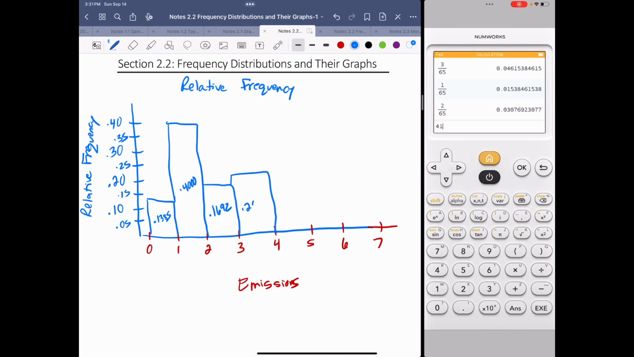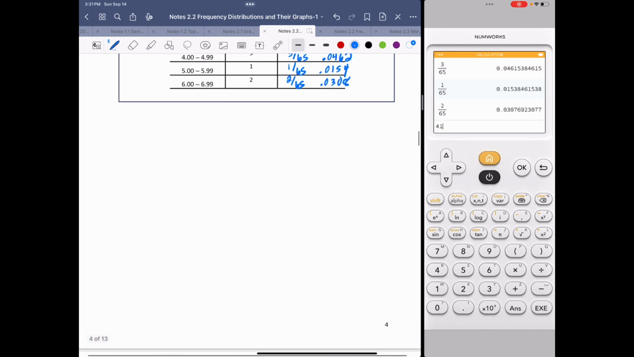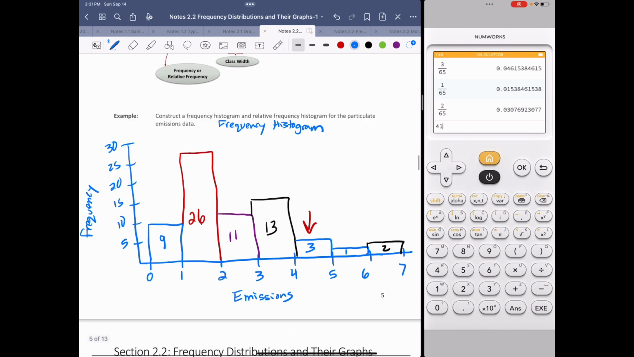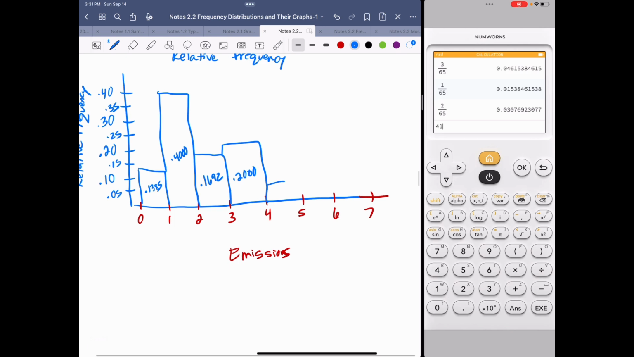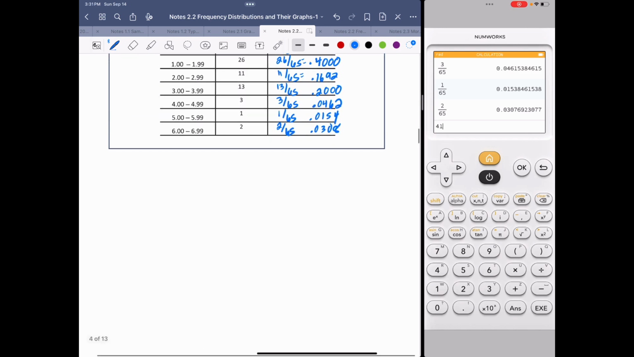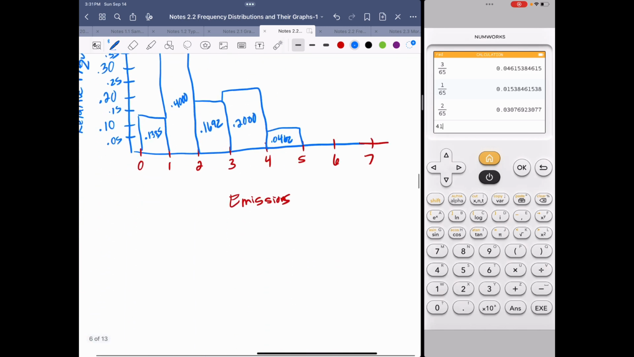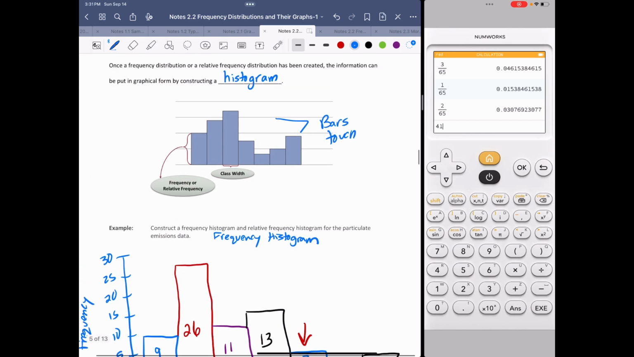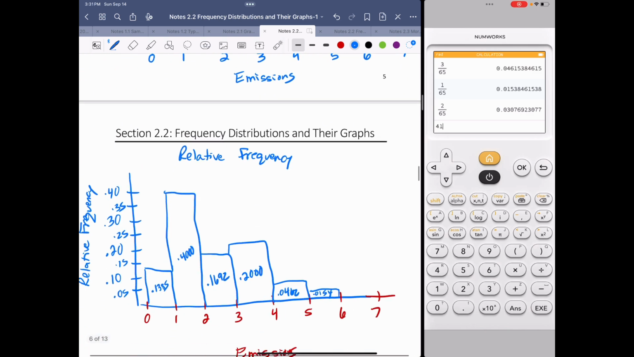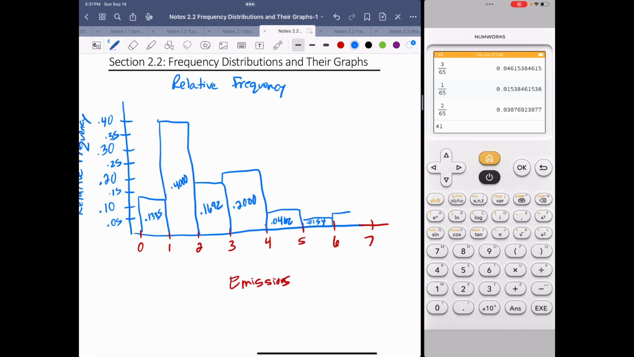And you see how each time I'm putting them, you're using that back from the one before. 4 to less than 5 is going to be about 0.05, 0.0462. 5 to less than 6 is going to be about 0.02, 0.0154. And the last one is going to be about 0.03, 0.0308. Something like that.